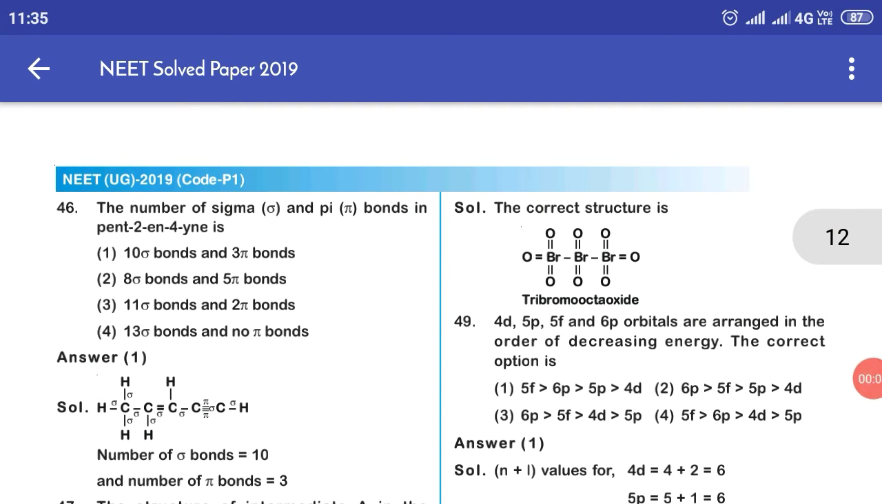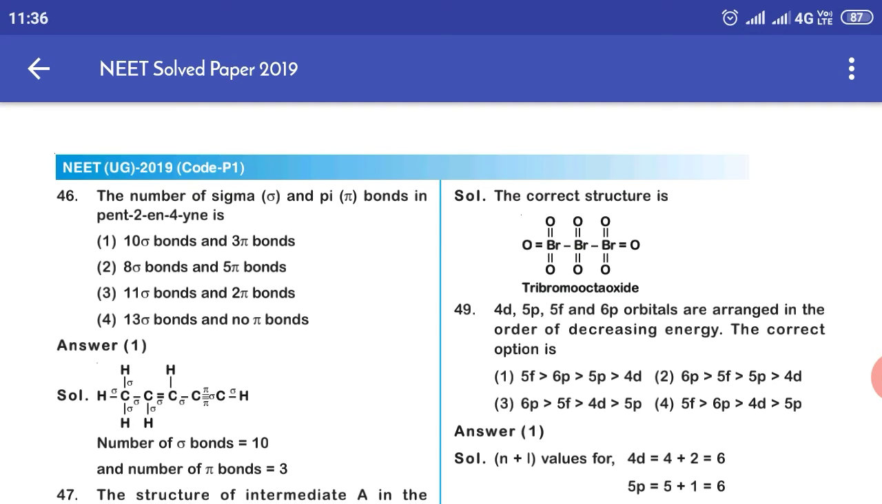Hello everyone. Today we are going to solve the NEET UG 2019 paper, code P1. As the NEET exam date was announced recently, I request students to solve each and every previous year paper to better understand the exam pattern or the question pattern.